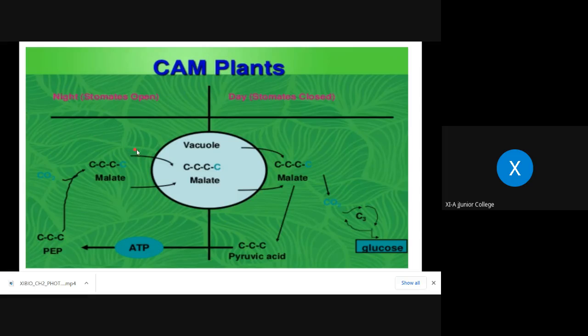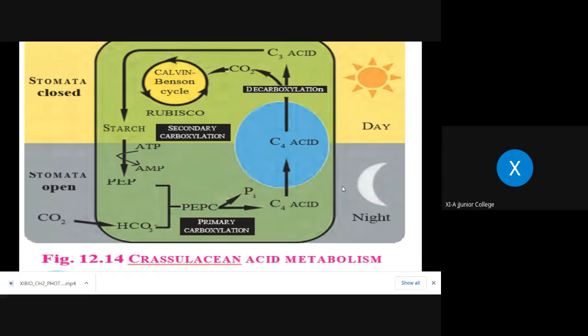And for examples of CAM plants, you can remember the desert plants like aloe vera and cactus. These are some of the examples of CAM plants. And the word scotoactive, scotoactive stomata, means they are active during night in the case of CAM plants. So this is the crassulacean acid metabolism shown when stomata are open and when stomata are closed.